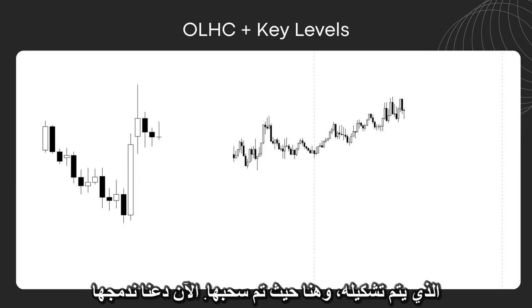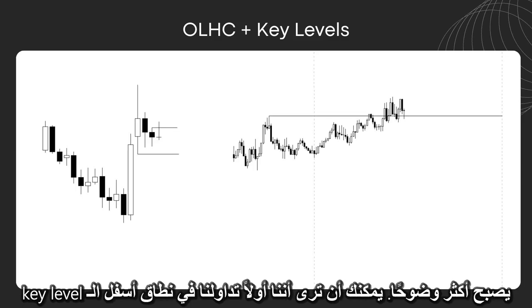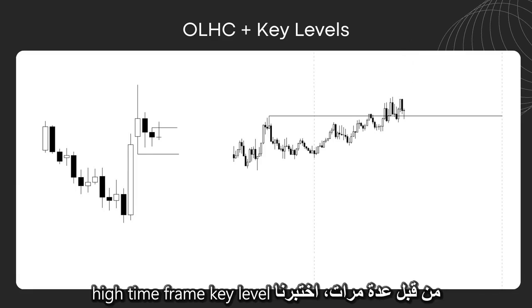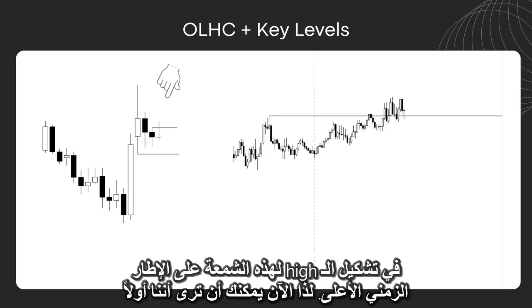Now let's combine it with key levels and let's see what we've got. Now with key levels, you can see it becomes a lot cleaner. You can see that first we ranged below the key level, and then we manipulated above that range, and with that manipulation, just as I had mentioned before multiple times, we tested a higher time frame key level in the form of this CRT high, and with that we also successfully formed the high of this higher time frame candle.